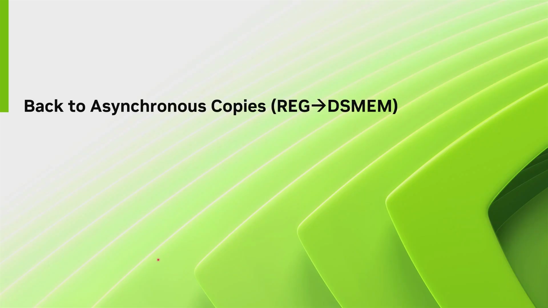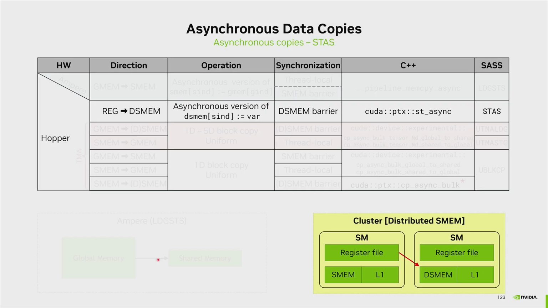And now, since I have time, I can get back to asynchronous copies, the last kind of asynchronous copies, which is copying from registers to distributed shared memory. It's essentially an asynchronous version of DSMem at some index equals your register variable. So it can be synchronized with a remote barrier. And here I'm showing C++ and the corresponding SASS code.